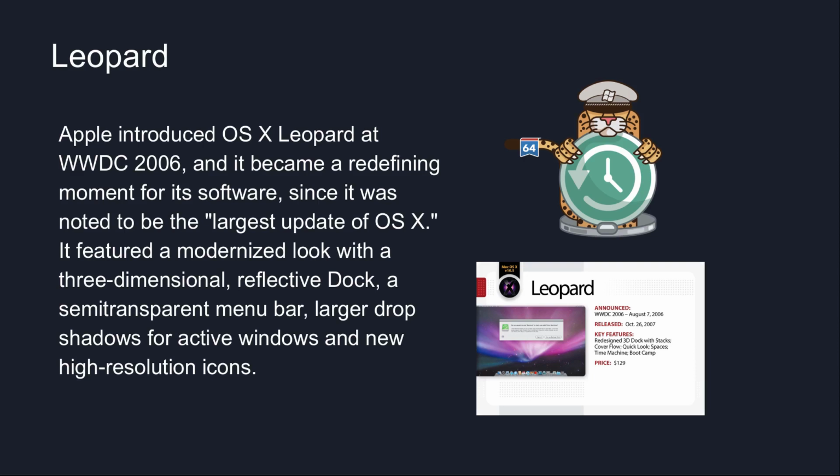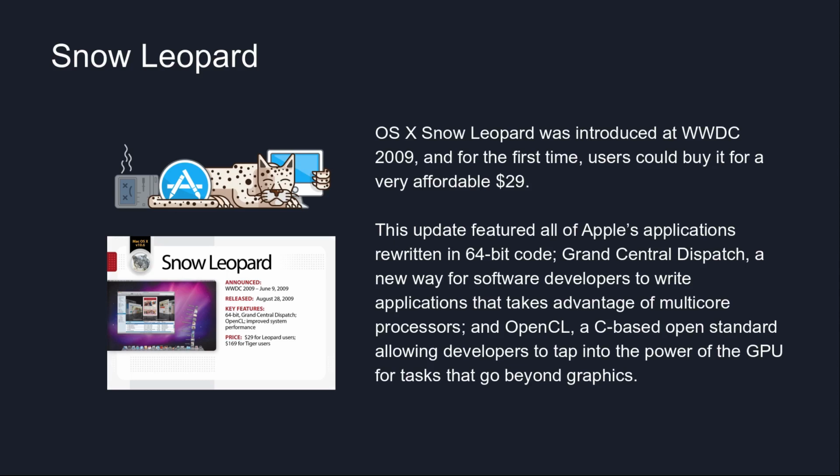With the release of the aluminum unibody MacBook and MacBook Air with multi-touch trackpad, OS X Leopard officially supported multi-touch gestures, and this was the beginning of the touch screen phase. And now on to Snow Leopard. Introduced in 2009 at WWDC, and for the first time, users could buy it for a very affordable $29.